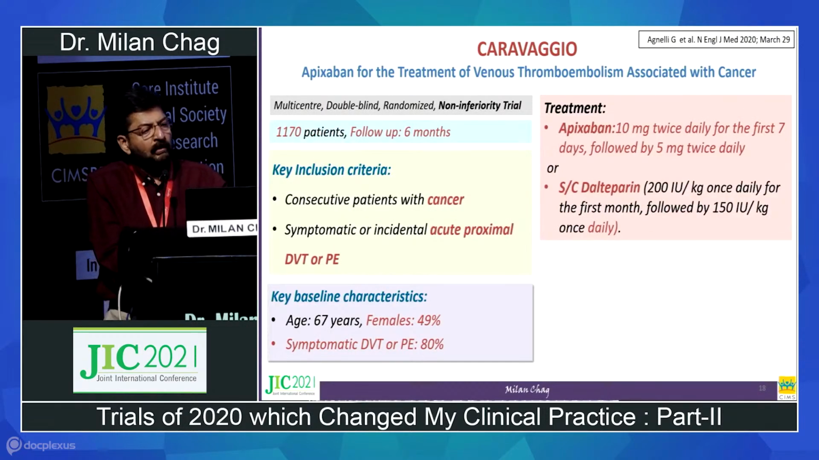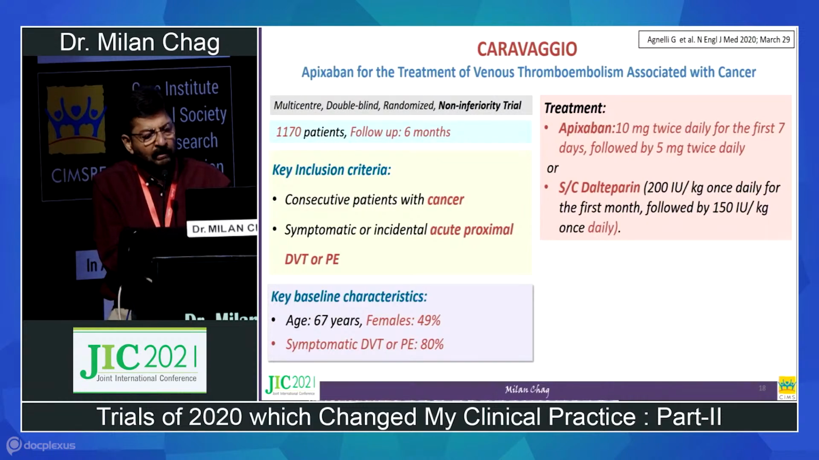They tried apixaban, which was never studied so far. 1100 patients, follow-up 6 months. Consecutive patients of cancer were taken with acute proximal DVT or PE. And apixaban dose initially was 10 milligram twice a day for 1 week, followed by 5 milligram twice a day. And they were compared with dalteparin, which is a guideline-directed medical therapy at present. Injectable dalteparin subcutaneously 200 units per kg once daily for first month, followed by 150 units per kg for the remaining life till cancer is cured, or at least 6 months in this trial.